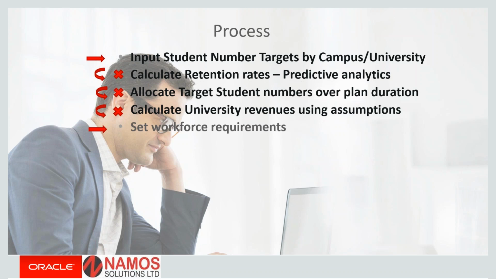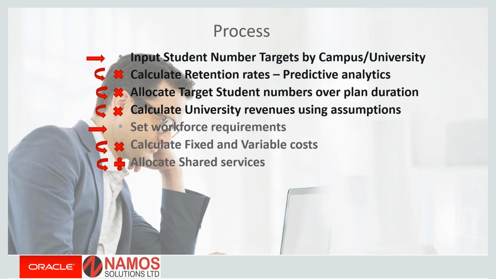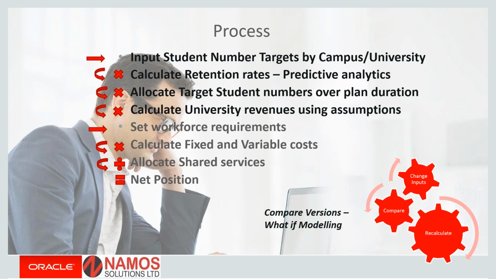The piece that, again, Jonathan is going to talk a little bit about after is potentially the process would then move into setting workforce requirements, so working out what my workforce costs would be, calculating any fixed and variable costs, allocating any shared services between the departments, and coming up with the net position for the campus or university.